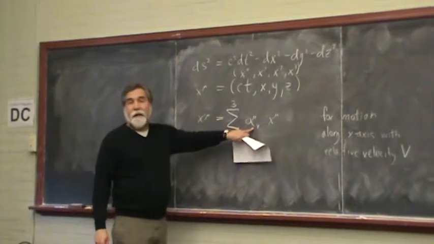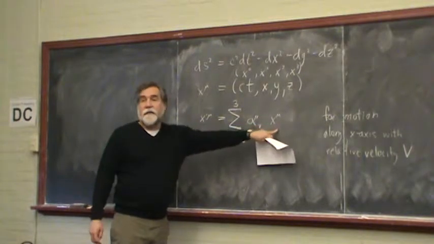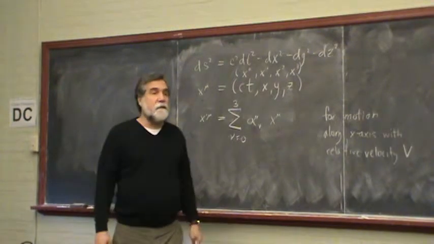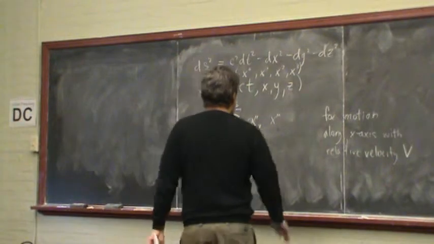So I want to find out what matrix takes me from this to that. And I know the Lorentz transformations already. Should the exponent for the x be a nu? This should be a nu, thank you.